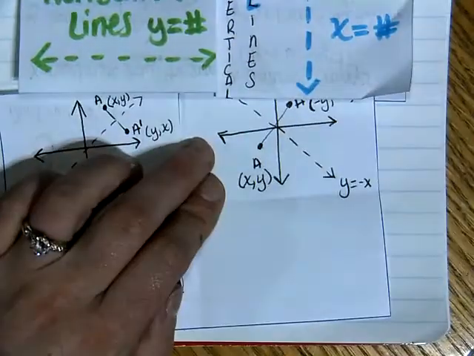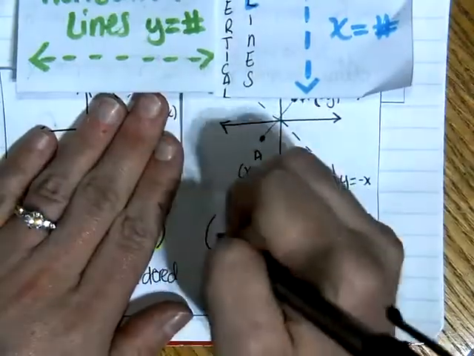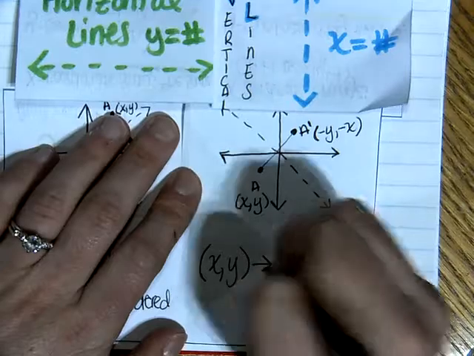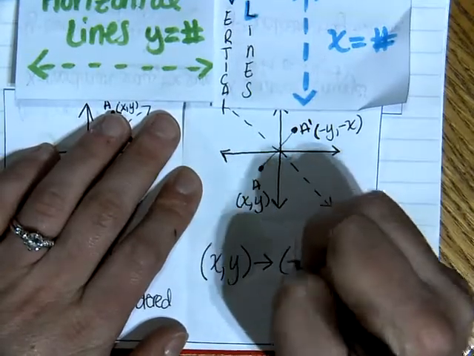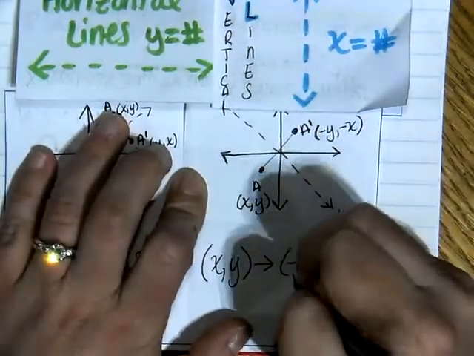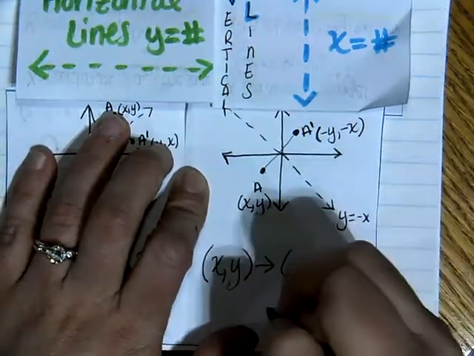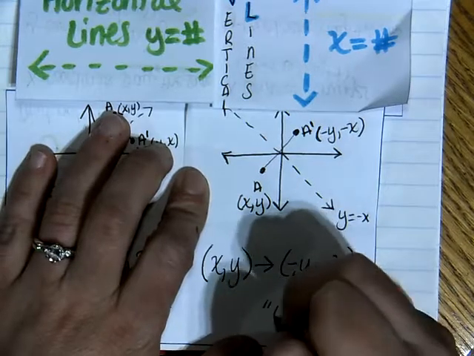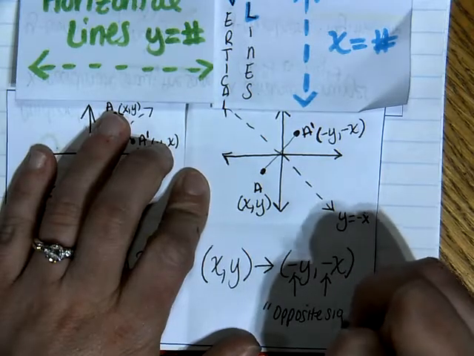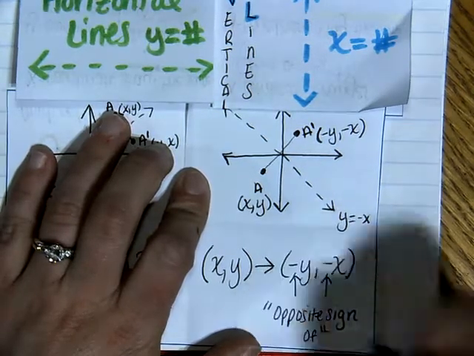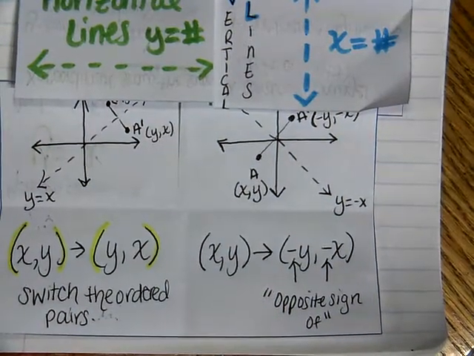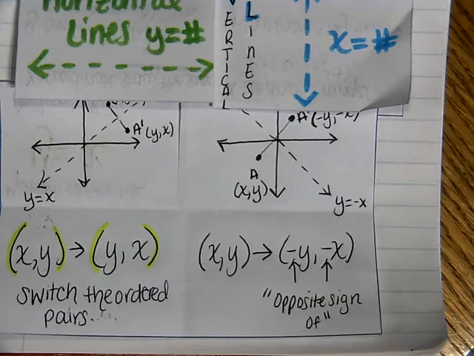So therefore, our coordinate rule is going to be x, y changes into negative y, comma, negative x. And I'm not even going to read it like negative. Instead, I want you to read these negatives as the words opposite sign of. So it's not just a reversal like we had before, but it's literally changing signs.